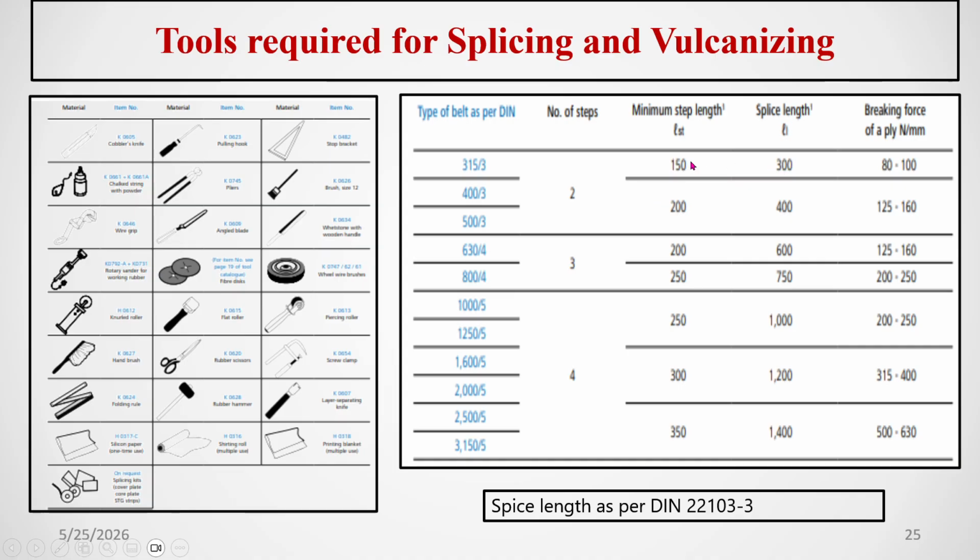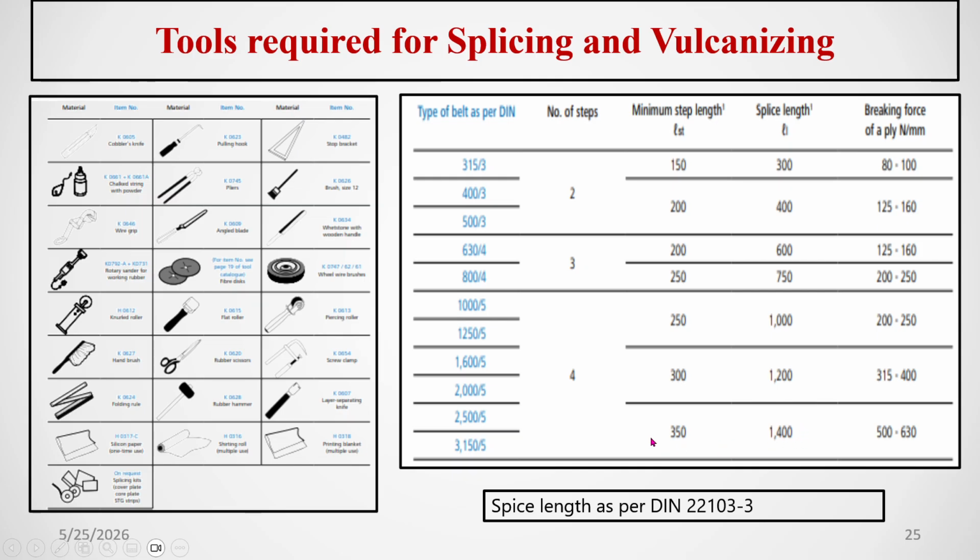So 150 into 2, that is 300. And your breaking force of the ply should be, carcass should be the Newton per minute, per millimeter. Similarly, different widths and different plies have been given. And how many steps are there? You see, for three plies, 2 steps, 4 plies, 3 steps, 5 plies, 4 steps will be there. And the individual length of the step is also provided. Total splice length is also provided.